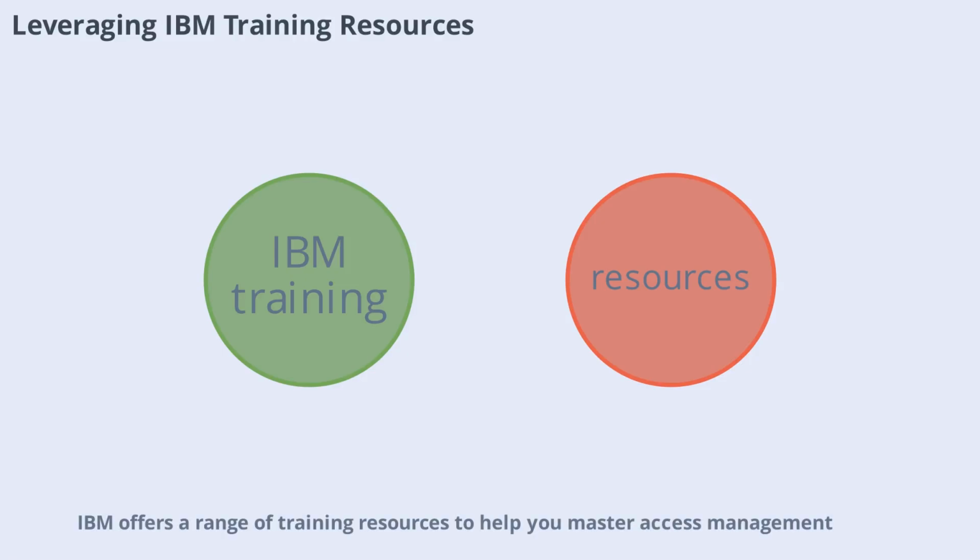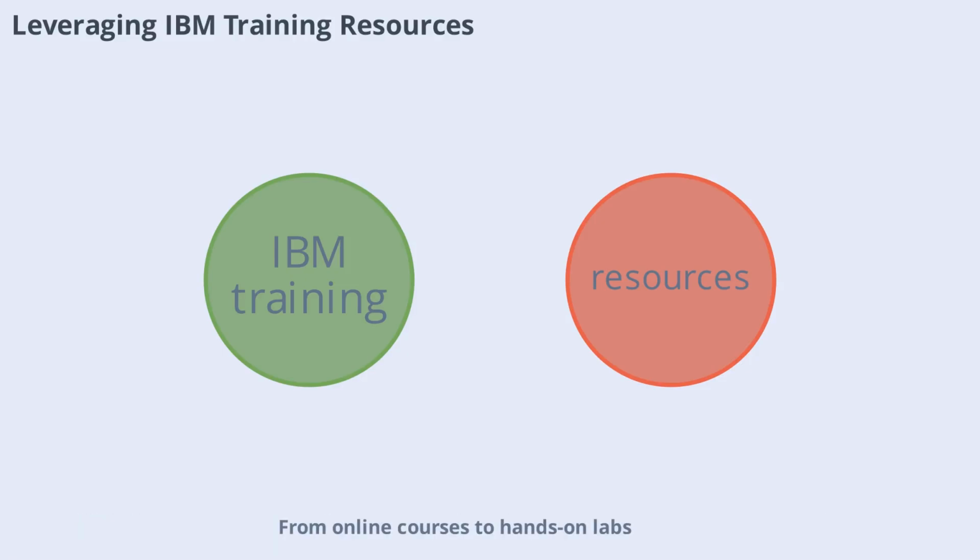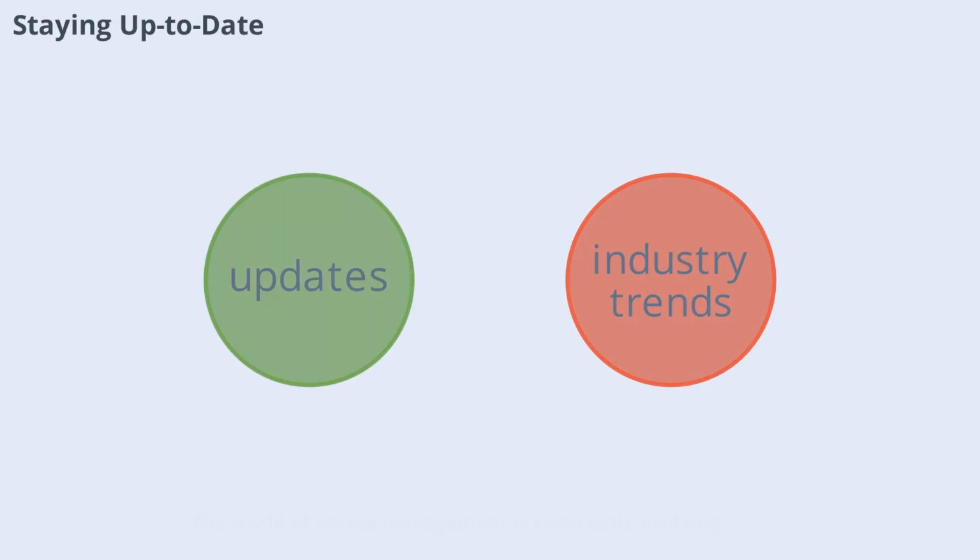IBM offers a range of training resources to help you master access management. From online courses to hands-on labs, these resources provide practical knowledge and skills for managing users and roles effectively. Take advantage of these offerings to stay current and maximize the value of your IBM systems. The world of access management is constantly evolving, with new threats and technologies emerging all the time. Stay up to date by following industry news, participating in professional communities, and regularly reviewing IBM's documentation and updates. Staying informed helps you anticipate changes and adapt your strategy accordingly.